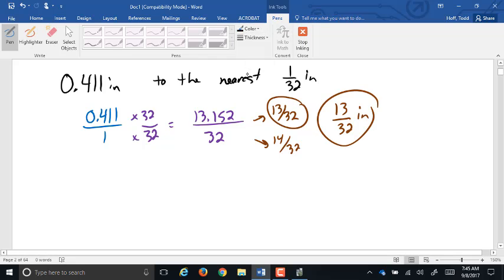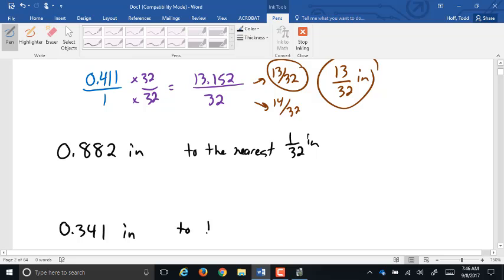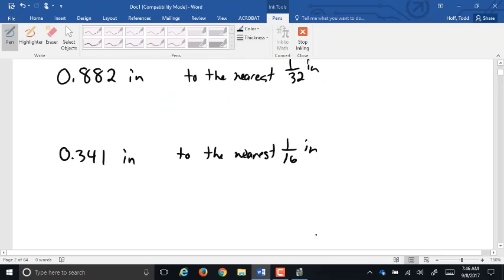In your notes, I want 0.882 inches to the nearest 32nd of an inch. And I want 0.341 inches to the nearest 16th of an inch. I'll give you a second to work on those.